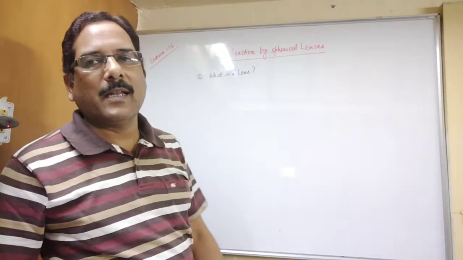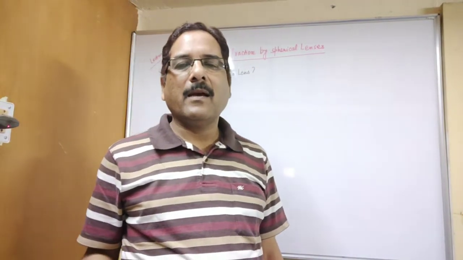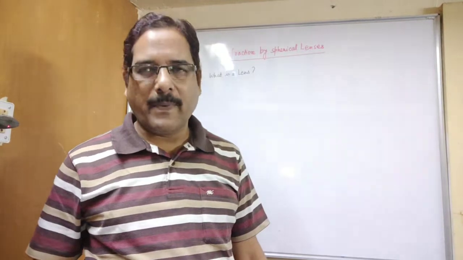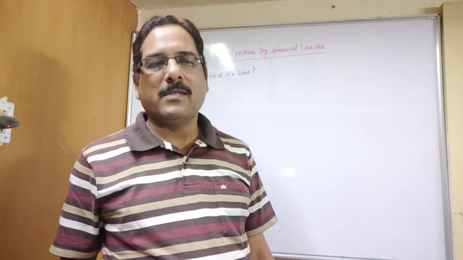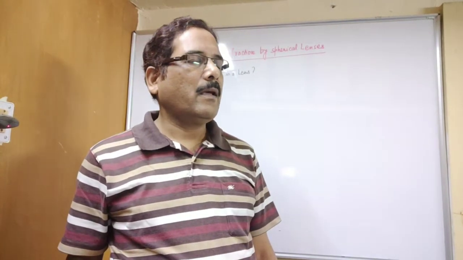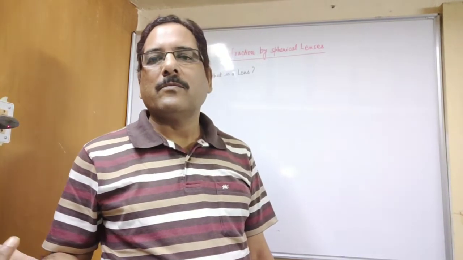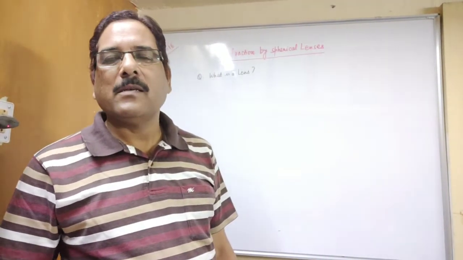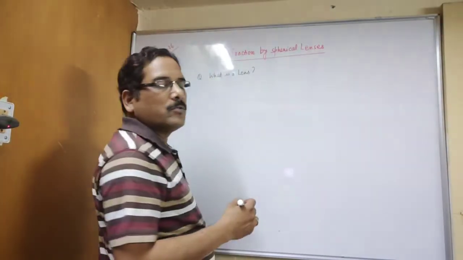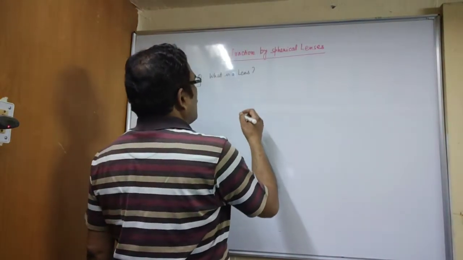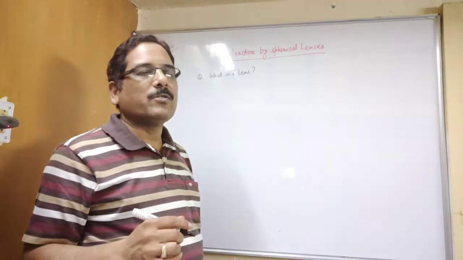Lens क्या है? What is a lens? A lens is a transparent material. I think you have written also. A lens is a transparent material, it may be of glass, it may be of any transparent polymer. A lens is a transparent material which is bounded by two surfaces, out of which at least one should be spherical.